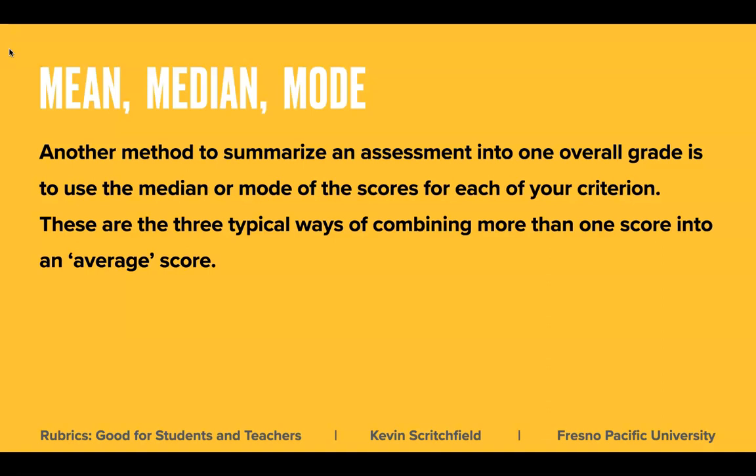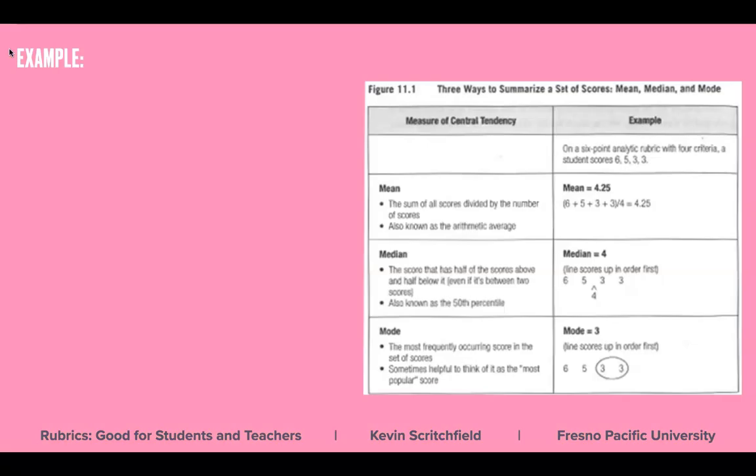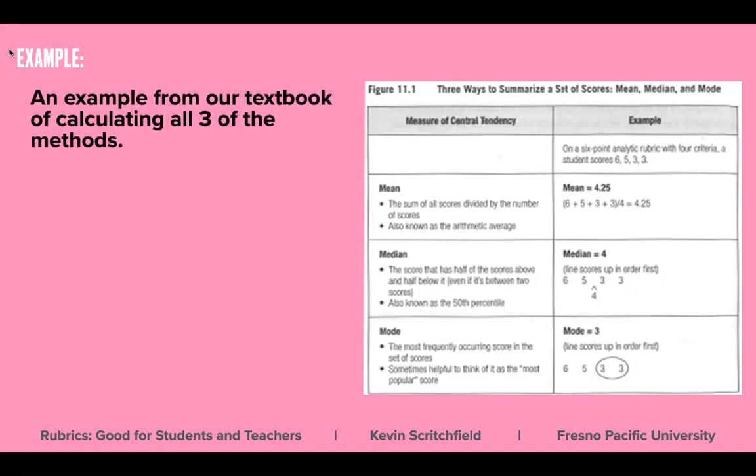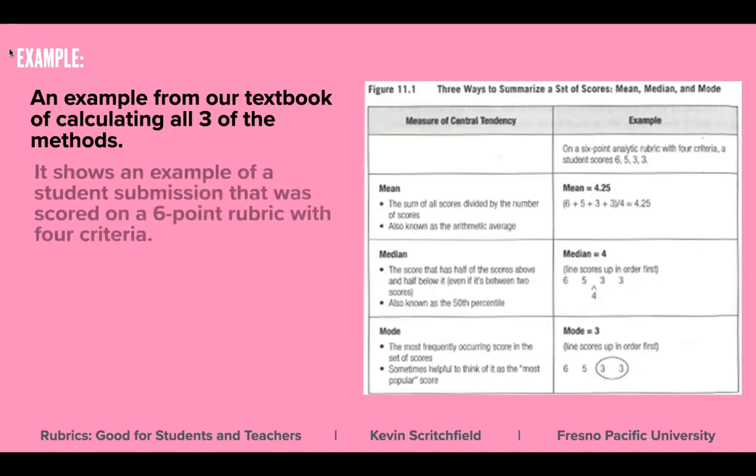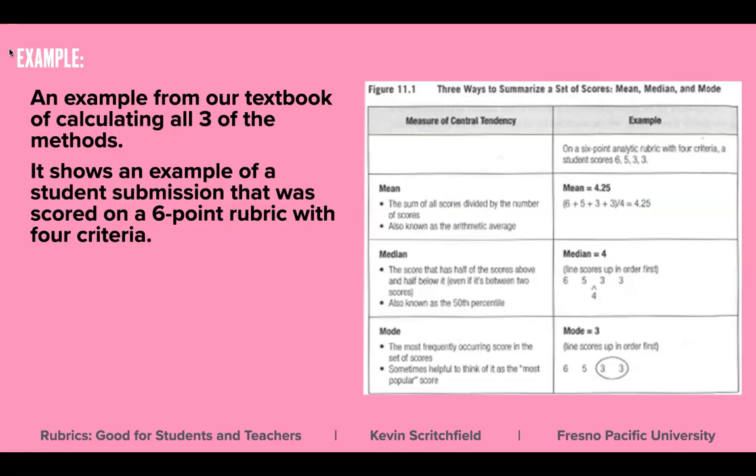These are the basic statistical methods of average. Average is a general term here, but kind of an average score for multiple grading concepts. So here's the example from the book, how to summarize mean, median, and mode. An example is calculating all three of these within this table, figure 11.1 in your book. It shows an example of a student submission that was scored on a 6-point rubric with 4 different criteria.